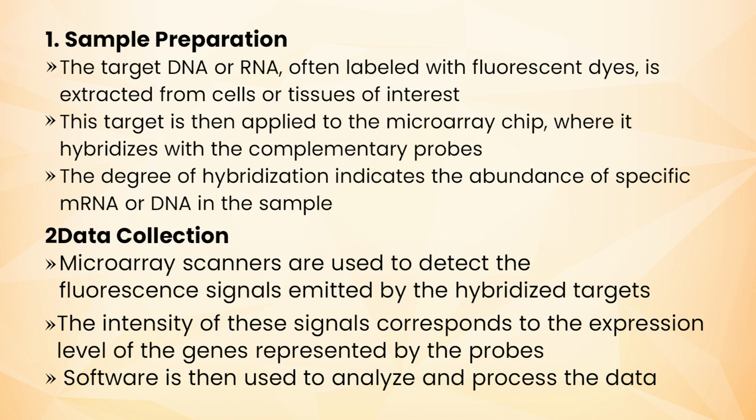The first step is sample preparation. The target DNA or RNA is often labeled with a fluorescent dye and is extracted from cells or tissues of interest. The target is then applied to the microarray chip where it hybridizes with the complementary probes. The degree of hybridization will indicate the abundance of specific mRNA or DNA in the sample. That means, if there is a higher degree of hybridization, the intensity of the fluorescence it produces will be more.